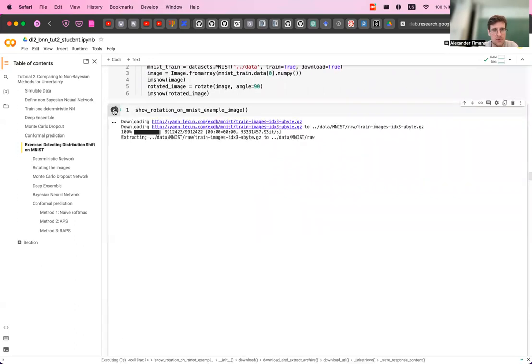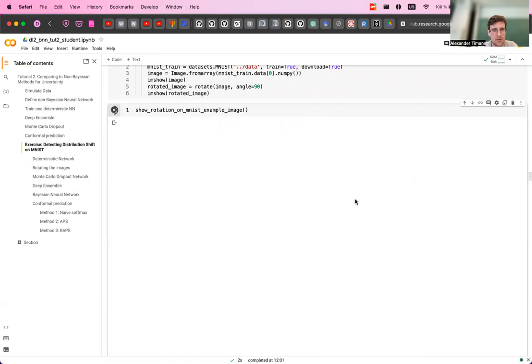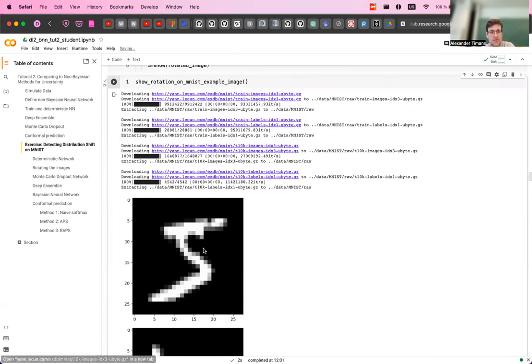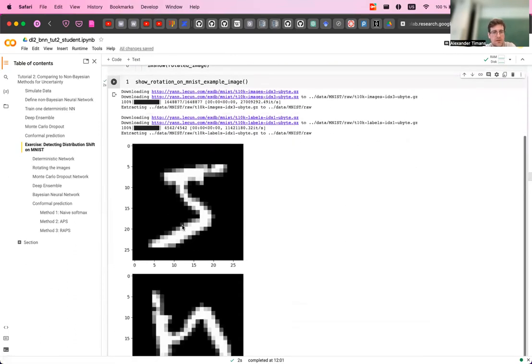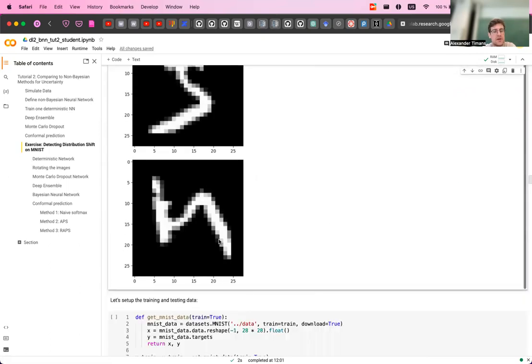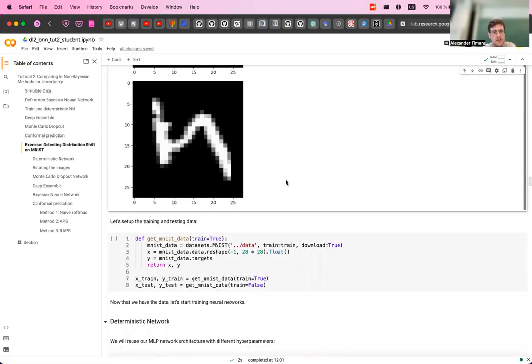All right, so here, for example, we downloaded the MNIST dataset. Now here you can see an example. We have an MNIST digit here, right? So 5. And now we rotated it by 90 degrees, right? So now it's just a squiggly line.